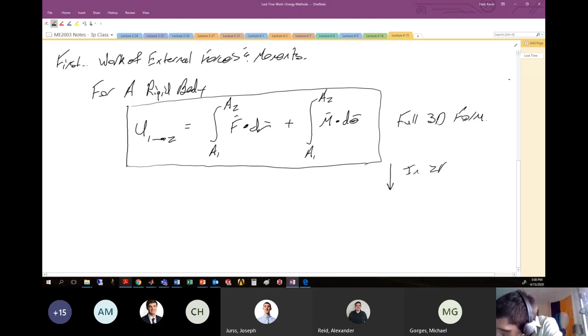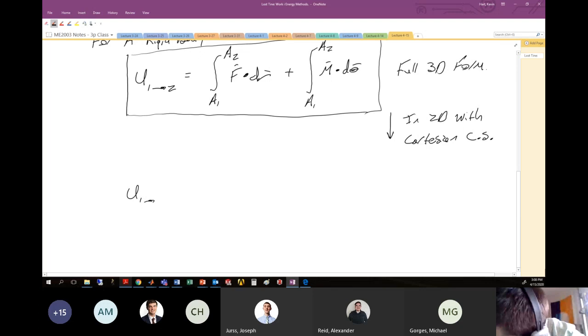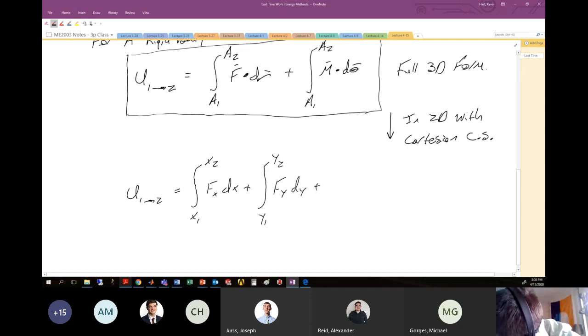So in 2D with a Cartesian coordinate system, that's your typical IJK coordinate system, this then kind of chills out a little bit, and it makes it a little easier to understand. If we have external forces in an x direction, the work of those external forces is the force in that direction integrated along the path from position x1 to x2. Same thing in the y direction as we move from position y1 to y2, the force in the y direction, dy, plus similarly now with the moment, as we move from position theta1 to theta2, of the moment, I'll say acting in z, d theta.